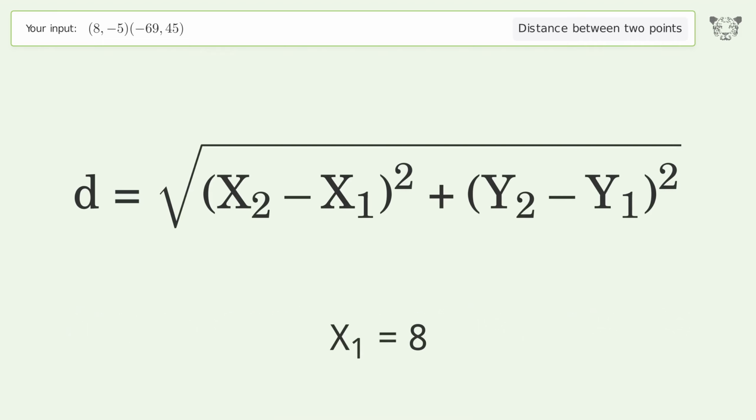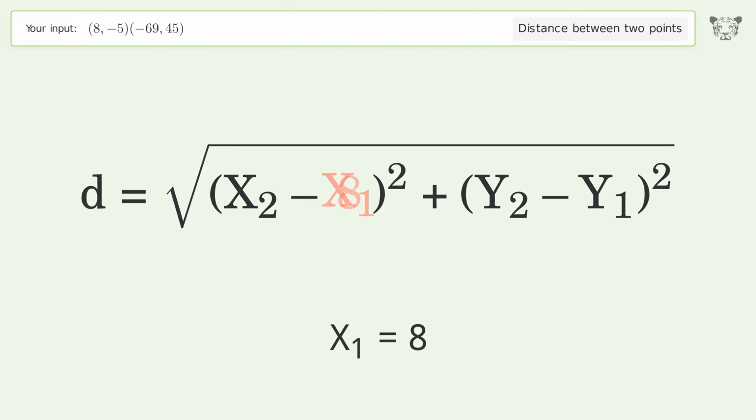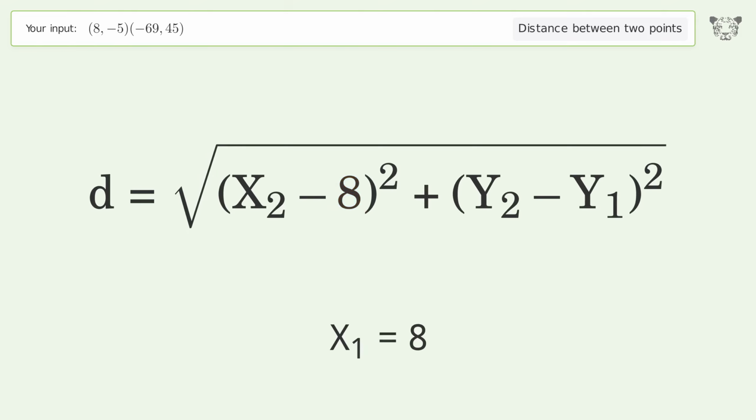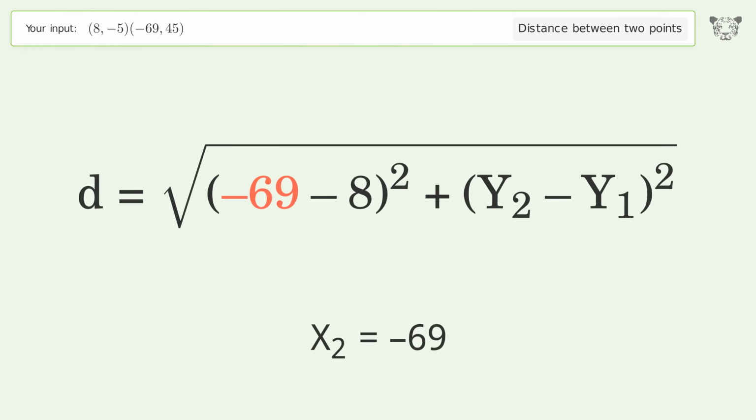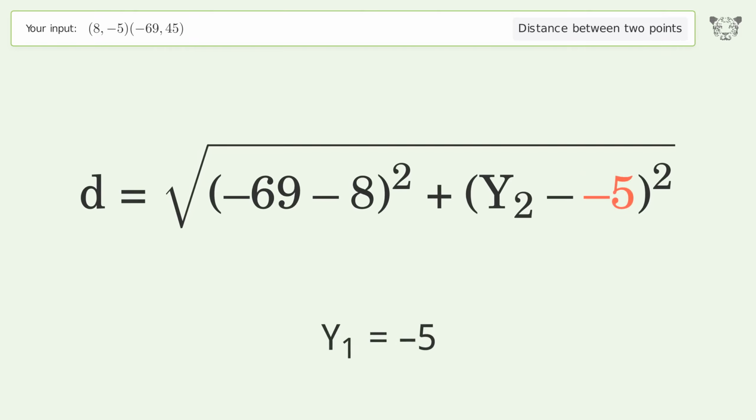x1 equals 8. x2 equals -69. y1 equals -5. y2 equals 45.